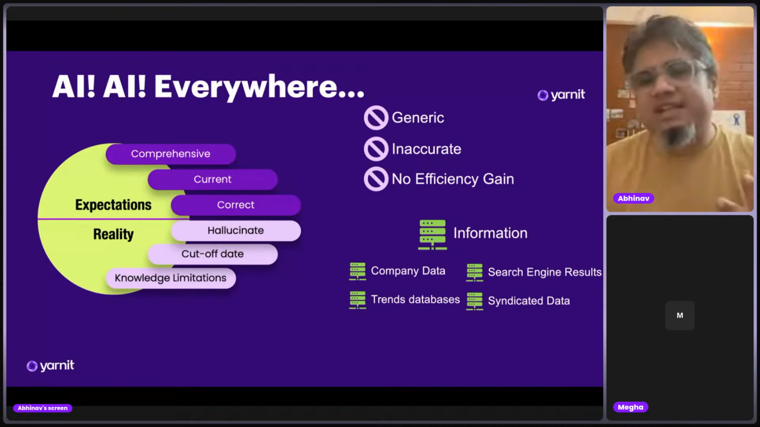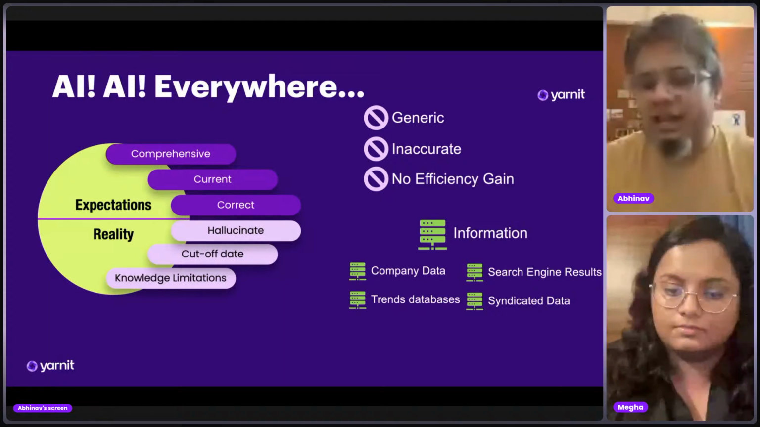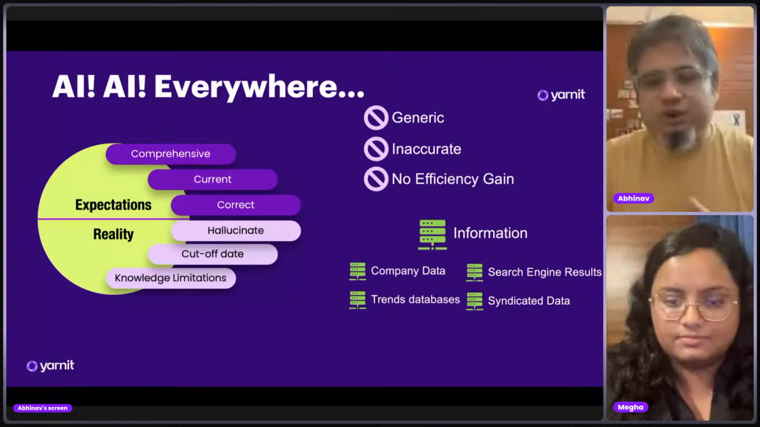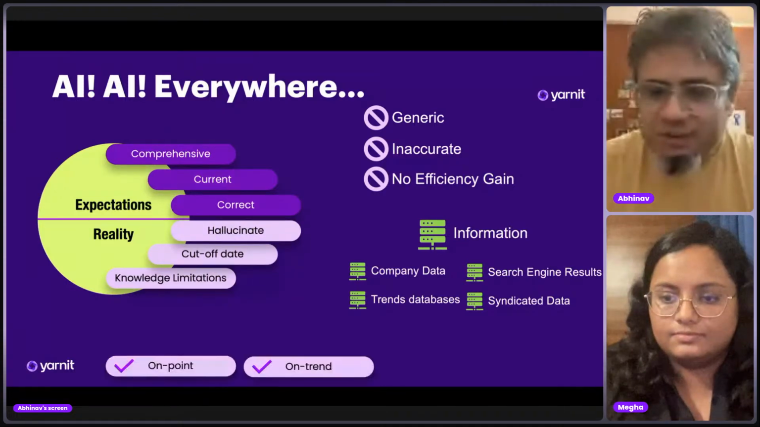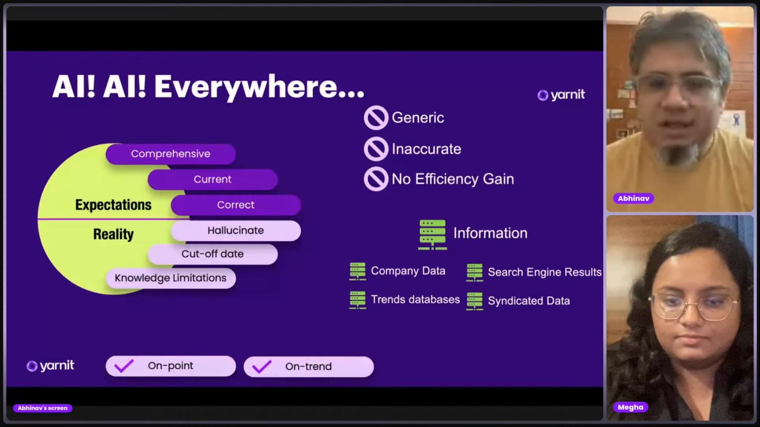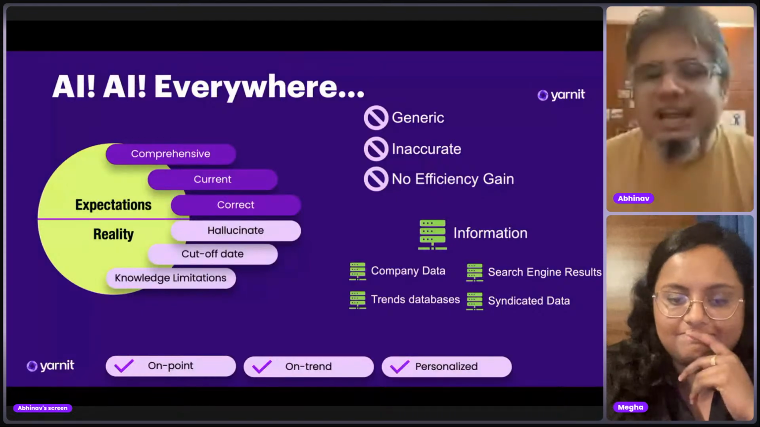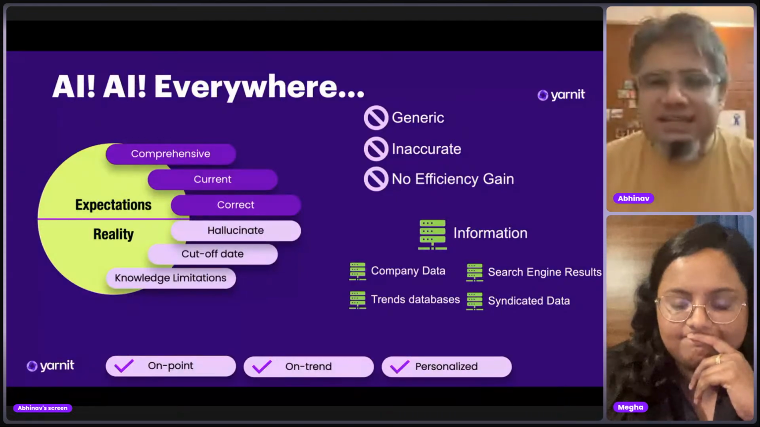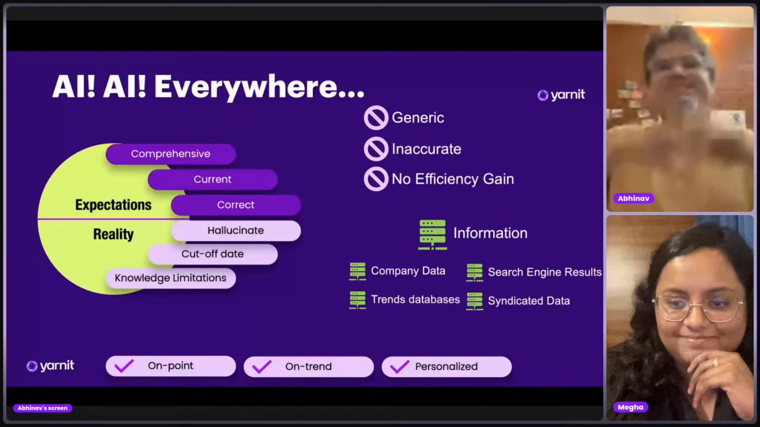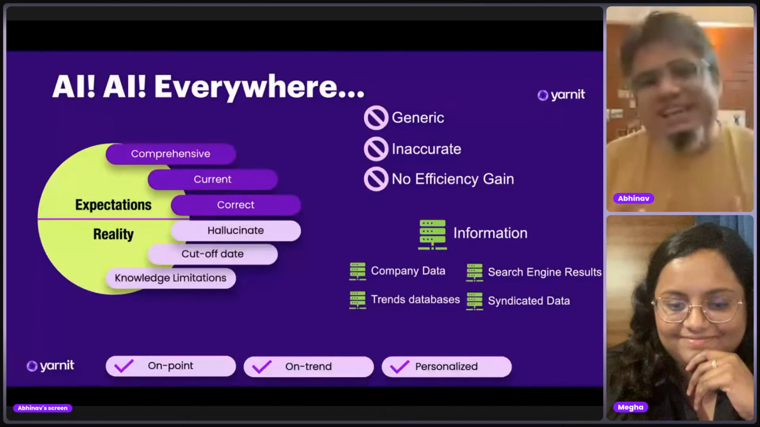So when you give factual information to LLMs, then what they generate is content that is on point, which is accurate and true, which is on trend, knows about what is happening in the world. And of course, it is personalized. I can personalize the content to how I need it. So it talks in my language, in my tone, in my vocabulary. So that is the context that I wanted to start with, the expectations and the reality, and how we bridge the gap between the two.